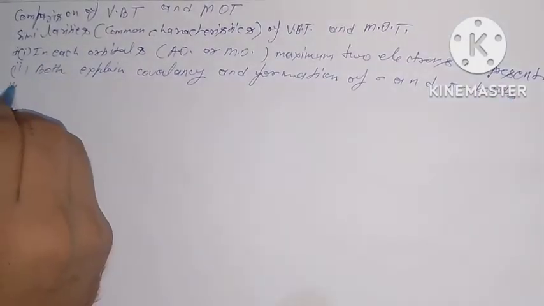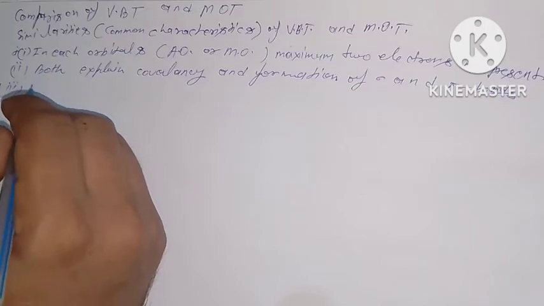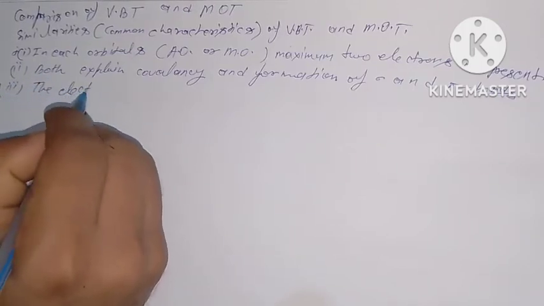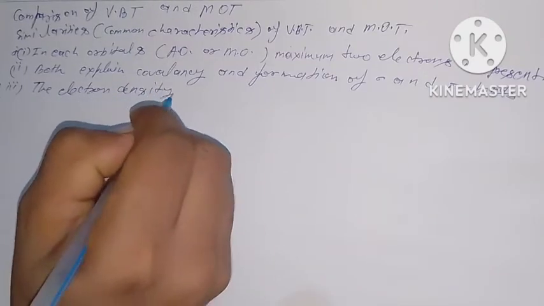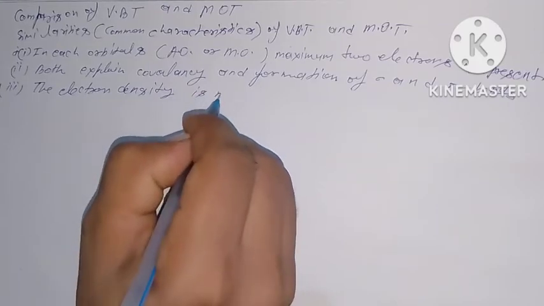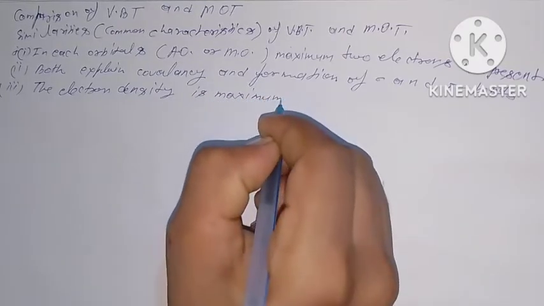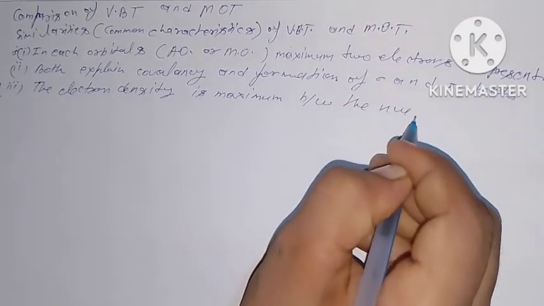Third point. The electron density is maximum between the nuclei.